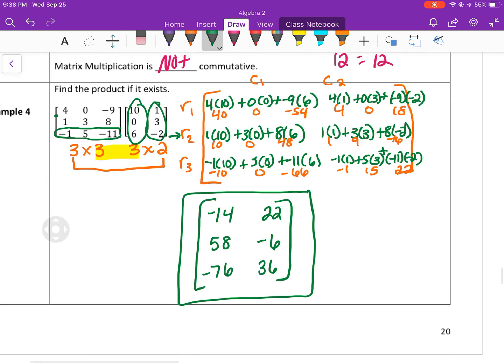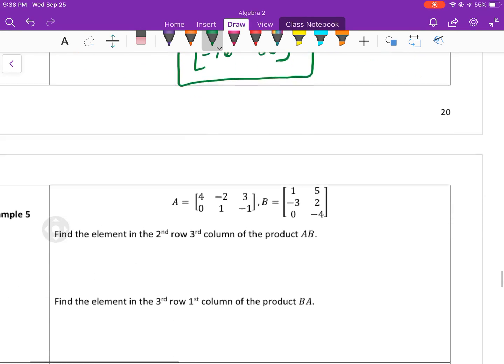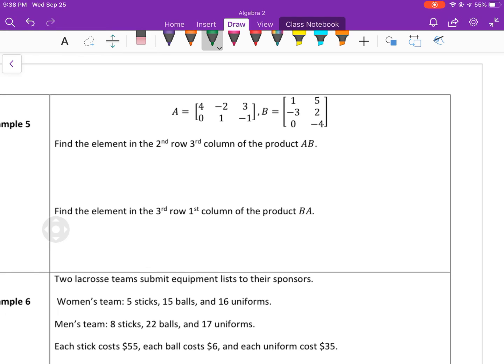Now, there is a way for you to do this with the graphing calculator, and I plan to show that to you in class. Or you can Google how to do matrix multiplication in a TI-84 and find a video if you'd like to watch that. But on your test, you'll still need to show me that you can do matrix multiplication by hand.